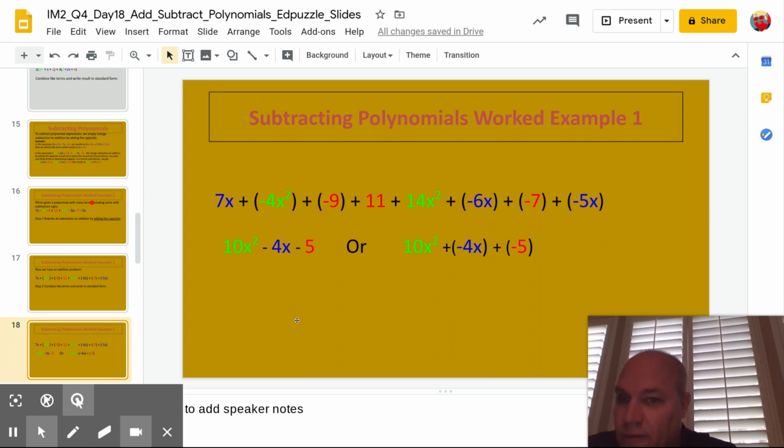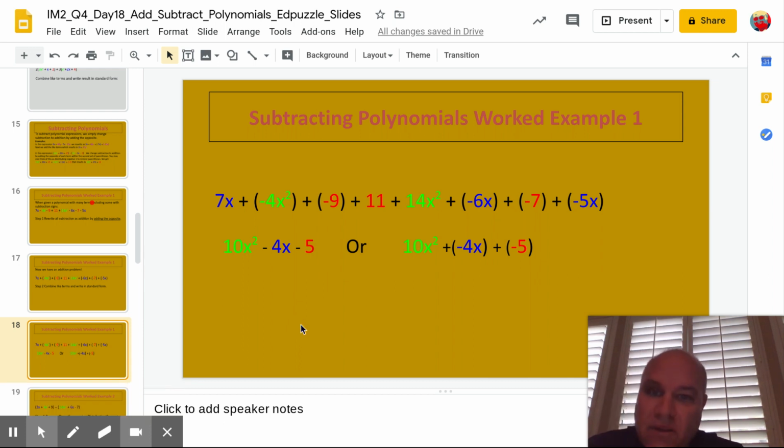So negative 4x squared plus the 14x squared got us positive 10x squared. The 7x plus negative 6x plus the negative 5x got us negative 4x. And then negative 9 plus 11 plus the negative 7 became negative 5. So our answer is 10x squared minus 4x minus 5, or you can write it as 10x squared plus negative 4x plus negative 5. Either way is acceptable.